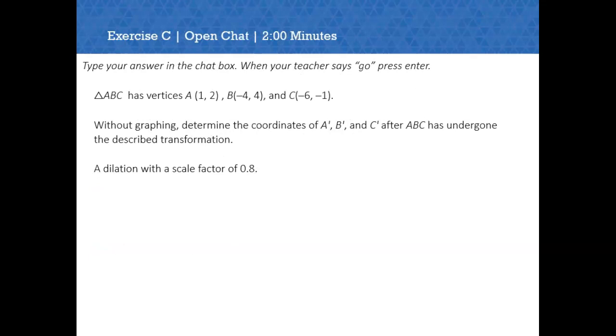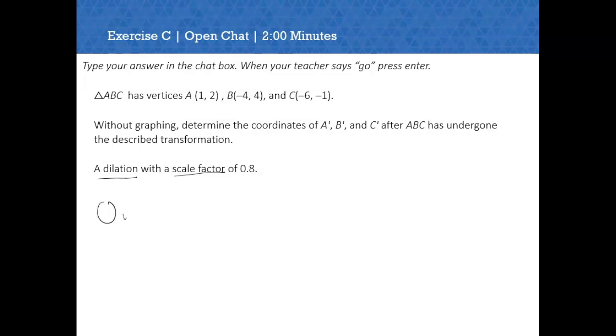ABC has vertices A at (1, 2), B at (-4, 4), and C at (-6, 1). Without graphing, determine the coordinates of A prime, B prime, C prime after ABC has undergone the described transformation, a dilation with a scale factor of 0.8. So although the math is not difficult, you have to know, what is a dilation? What is a scale factor? A dilation is changing the size. The scale factor is by how much? And all we do is multiply.